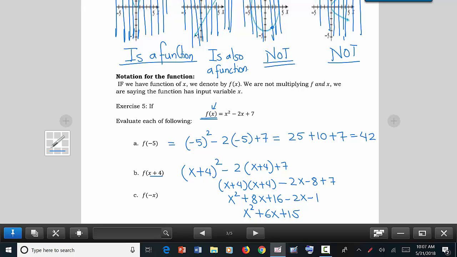In part C, we replace x by negative x. That means negative x squared minus 2 times negative x plus 7. Negative x squared and positive x squared, they are the same, so it is x squared. Negative times negative is positive, so plus 2x plus 7. That's how we evaluate a given function at negative x.